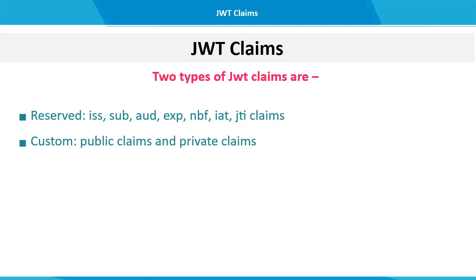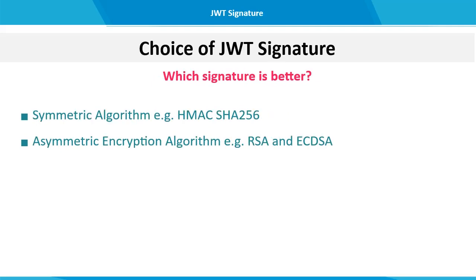Custom claims can further be divided into two parts: public claims and private claims. We can create custom claims for public consumption, which might contain generic information such as name and address. Private claims, we can create to share information specific to our application, such as employee ID and department name.